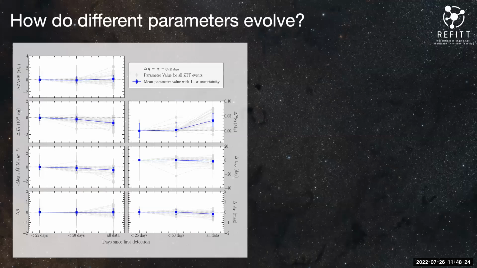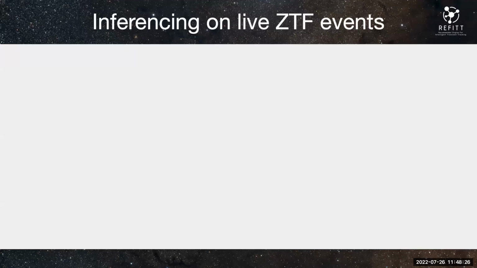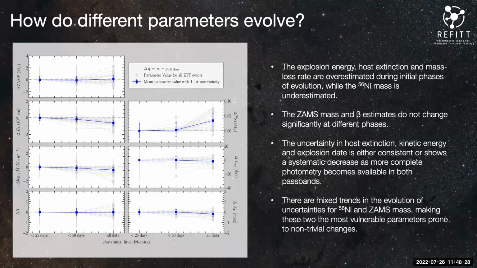I'm rushing a little because I have 4 minutes. So this is what we learned from how the parameters evolved. Initially we found that, just to guide you through the plot, each data point is a difference between the first inference.